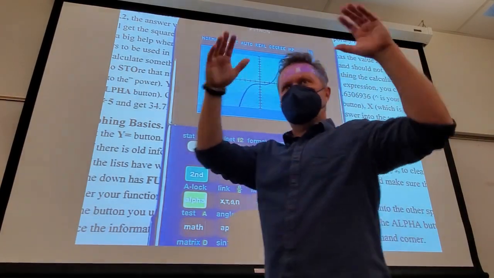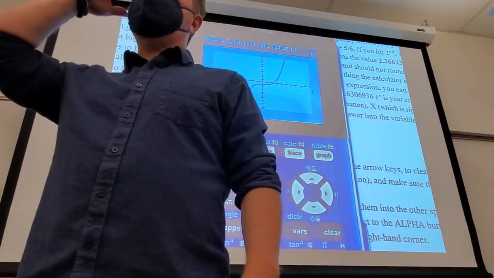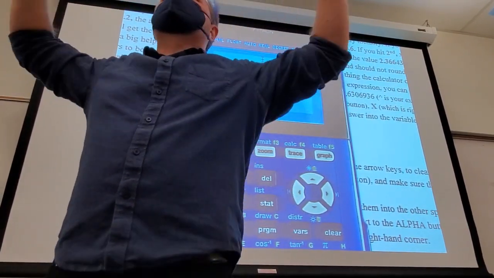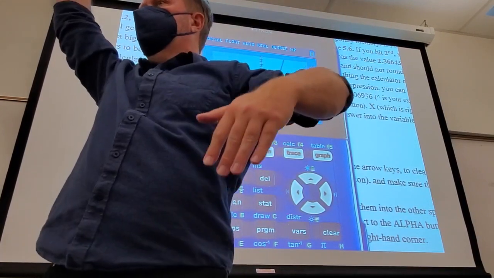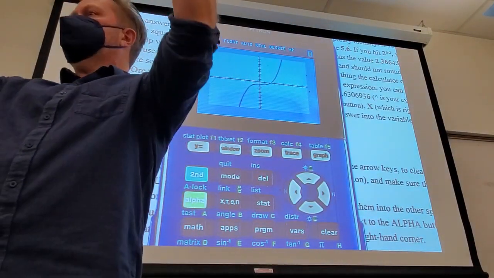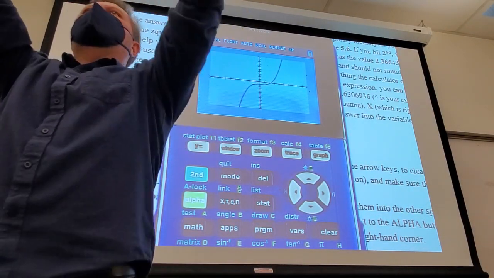Sometimes you have to do it a couple times, but yeah, I made Y min negative 1,000 and Y max 1,000. Because again, how did I know to do that? I looked at my table and I saw what it was doing. So when you have a graph and it's not showing up and you don't have any idea where it is, you can use the table to get some idea of what it's doing, right? So I knew I had to look further down.